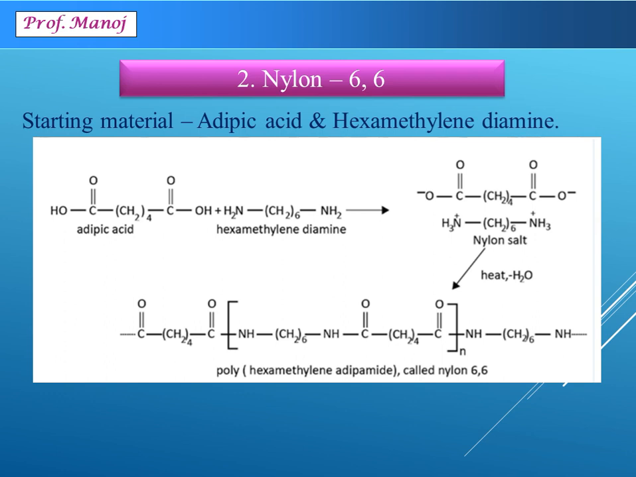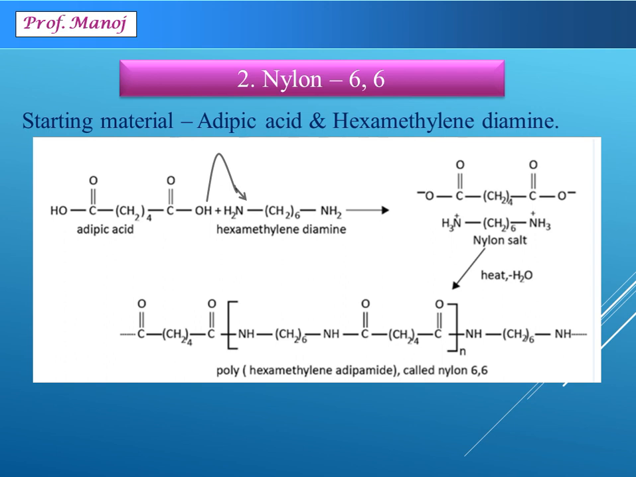Methylene is CH2 group, so it is 6 times, that's why called hexamethylene. Amine is NH2, so 2 times amine becomes diamine. In the first step, hydrogen atom of adipic acid gets transferred to the nitrogen atom. In the same way, the extreme end H also gets transferred to NH2. Now you can see the structure of the product.